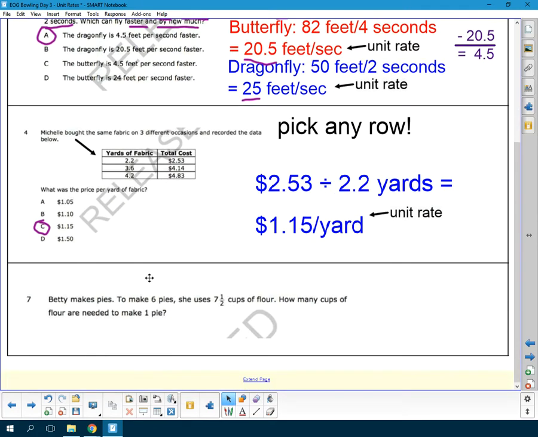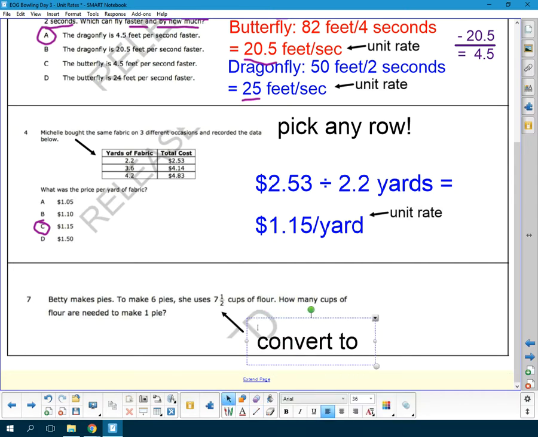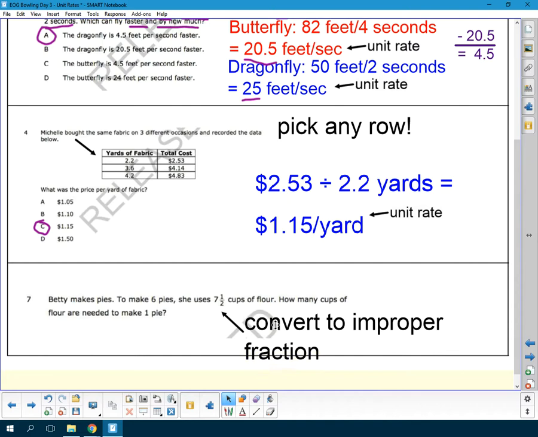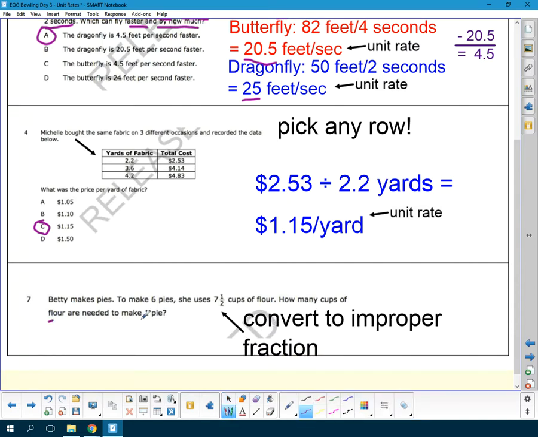This next one says that Betty makes pies. To make 6 pies, she uses 7.5 cups of flour. How many cups of flour are needed to make 1 pie? I'm going to give you a little bit of advice here. I would convert that mixed number to an improper fraction, and you're going to find the unit rate of flour per pie. That puzzle is going to ask you what you got for that one. I think that'll help you to see if you're doing that one correctly or not.